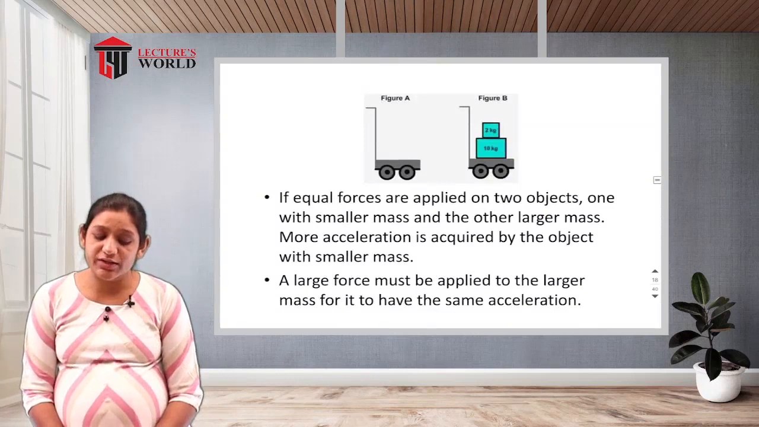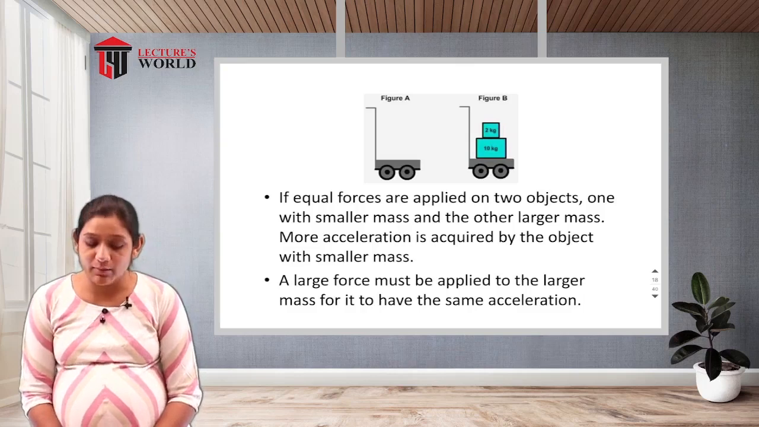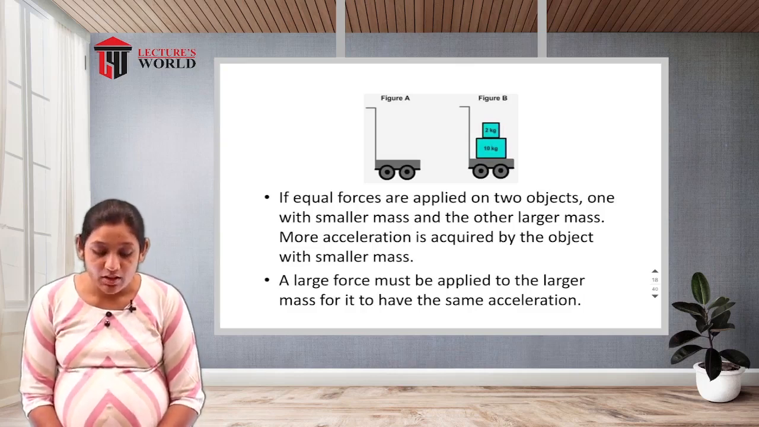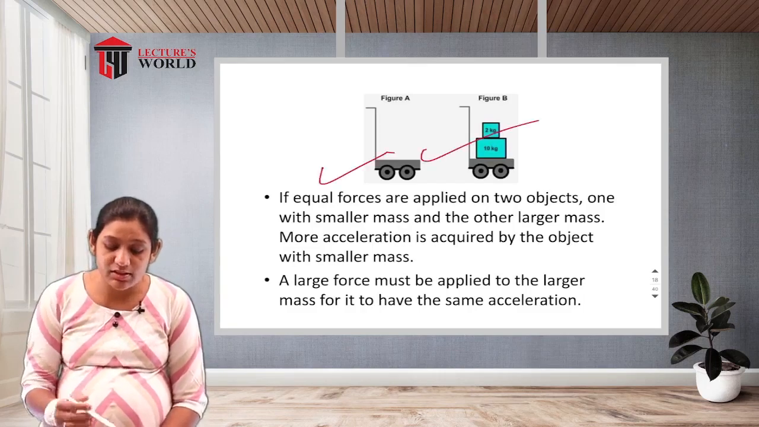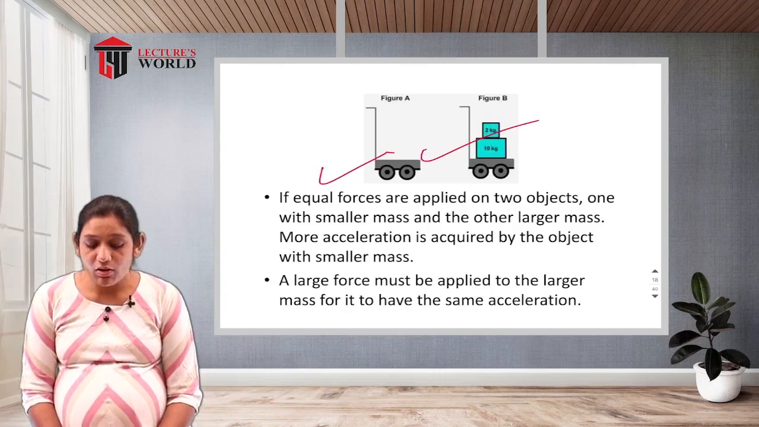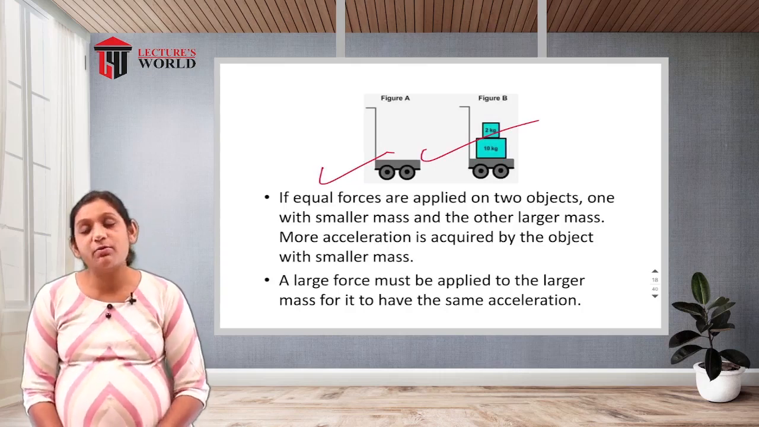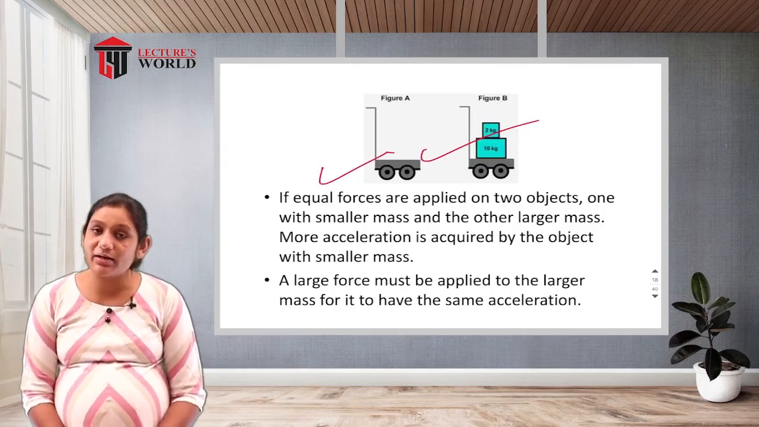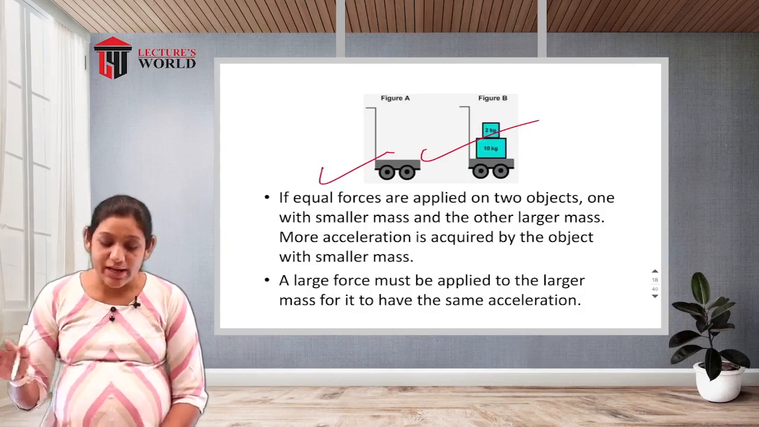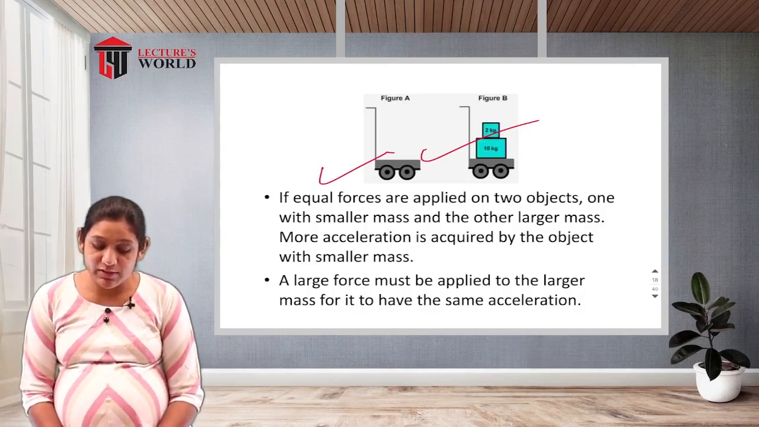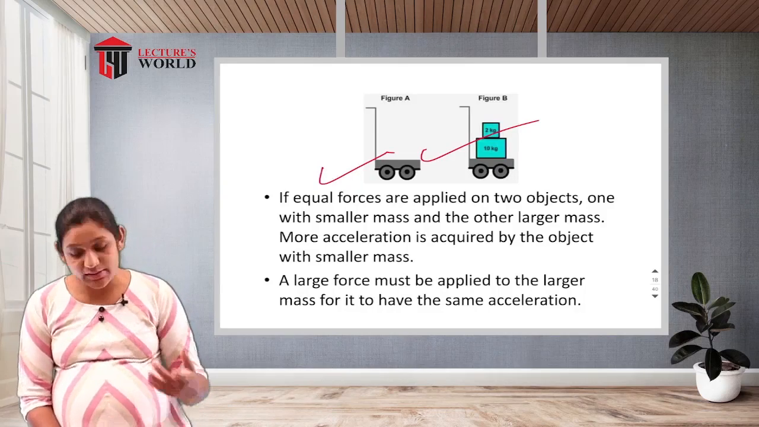Now, what do figure A and figure B indicate? Let's talk about them. If equal forces are applied on two objects, one with smaller mass and the other with larger mass, more acceleration is produced in the object with the smaller mass. A large force must be applied to the large mass for it to have the same acceleration.